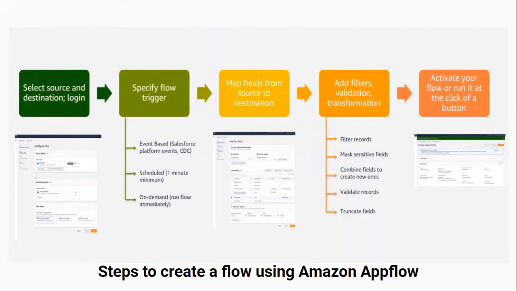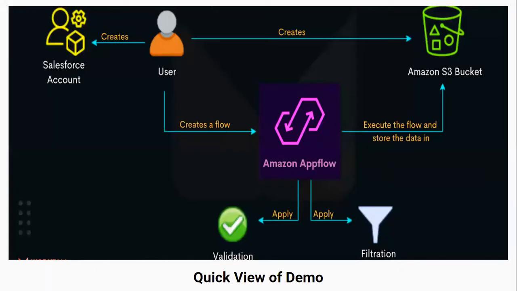Once you set up the configuration of your flow, save it, and depending on the trigger mechanism that we choose, the data will be transferred from our source to our destination. So these were the steps to create a flow using the Amazon AppFlow application.